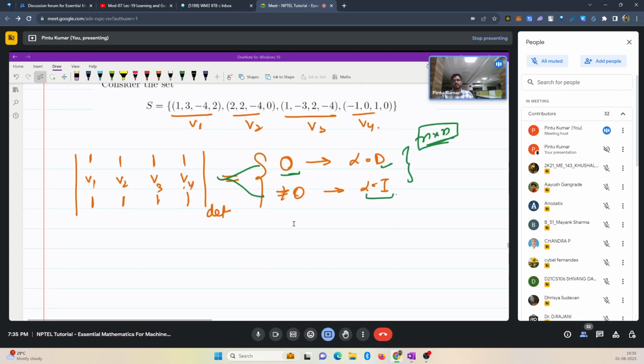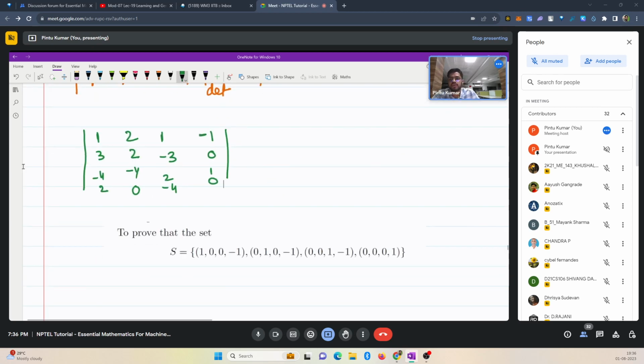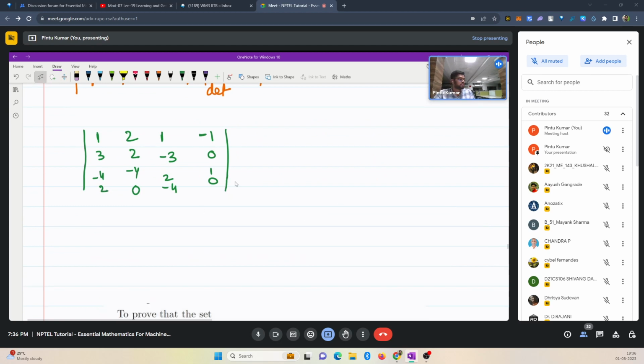So we can try this particular example. Here we have the elements 1, 3, minus 4, 2. This is 2, 2, minus 4, 0. This is 1, minus 3, 2, minus 4. This is minus 1, 0, 1, 0, right? Now straight away calculating the determinant might not be very easy for this. So what we will do is some row operations on this.